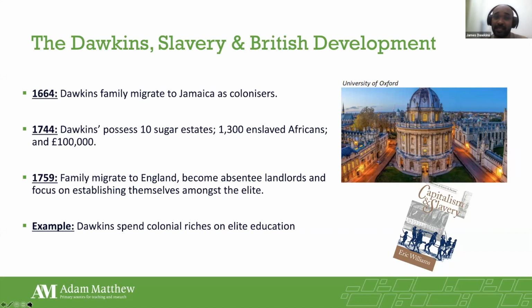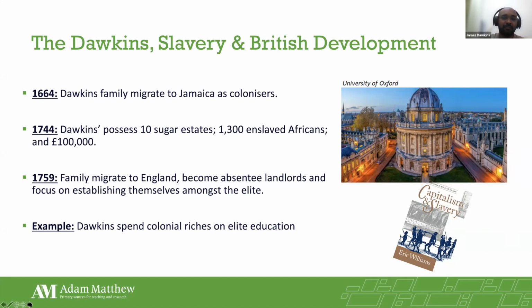approximately 25,000 acres of land, a labour force of over 1,300 enslaved Africans, and also financial capital totaling £100,000. And this made them one of Jamaica's wealthiest slave-owning families in the mid-1700s. And with their riches, they decided, as did many other wealthy British slave-owning families, to move to England, where life was more comfortable and where they could focus on transforming themselves into members of the elite ruling class.